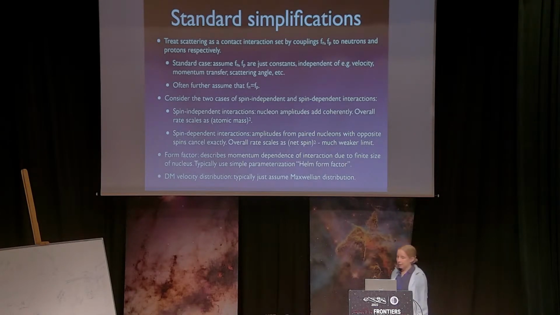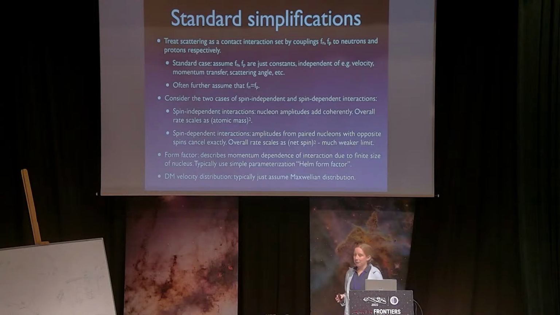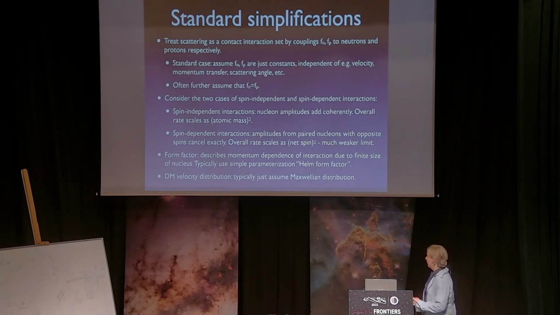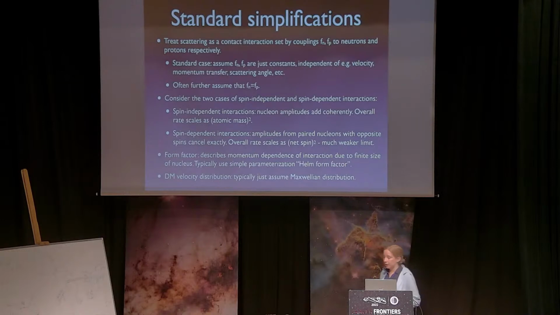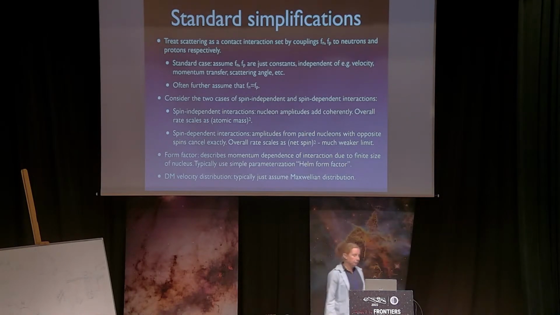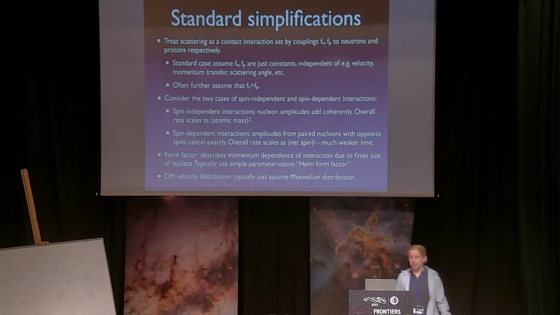The form factor describes the momentum dependence of the interaction due to the finite size of the nucleus. The standard calculation just uses a simple parameterization called the Helm form factor. I'm not going to go into detail on that, but come talk to me if you want to know more about form factors. And for the velocity distribution in the standard calculation, there's usually just an assumption of some Maxwellian distribution, sometimes with a cutoff for the escape velocity of the galaxy.